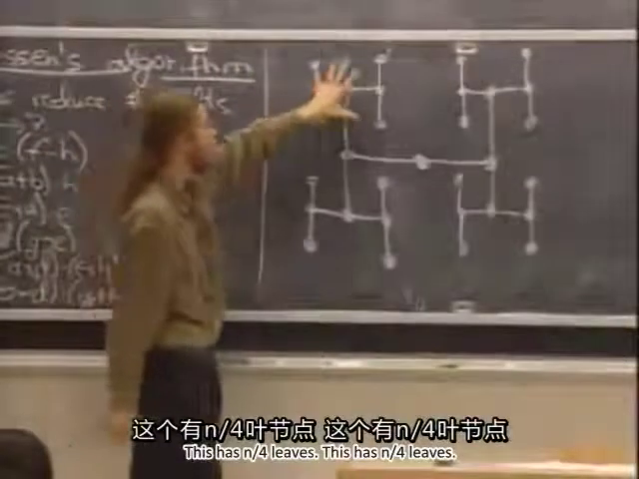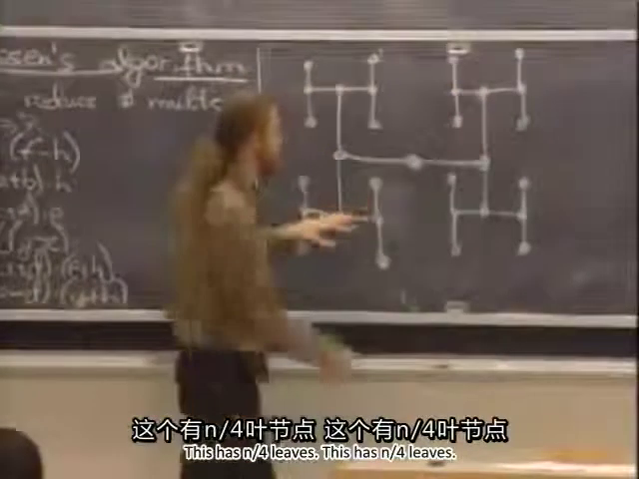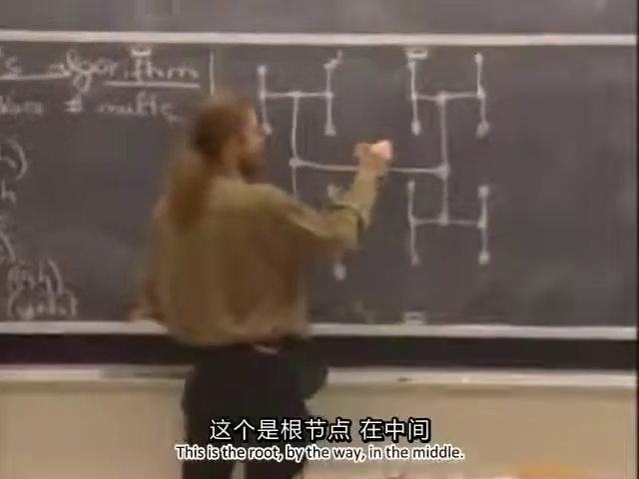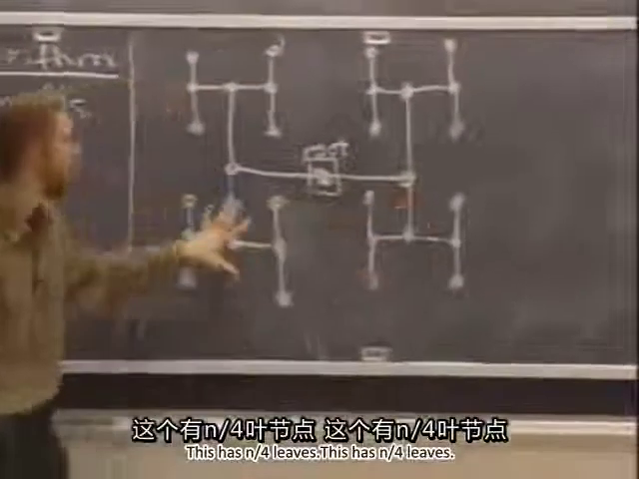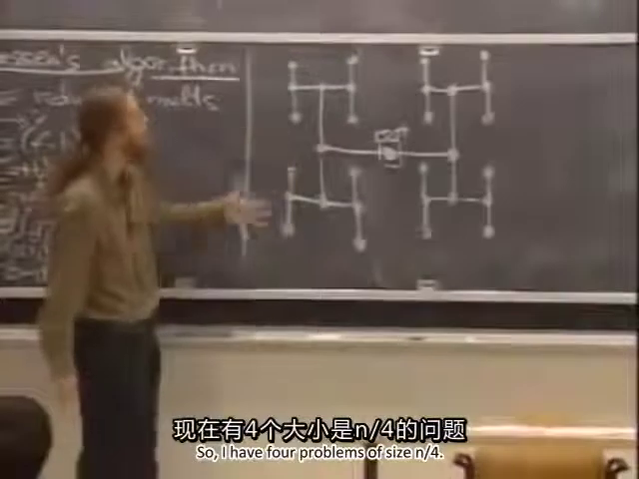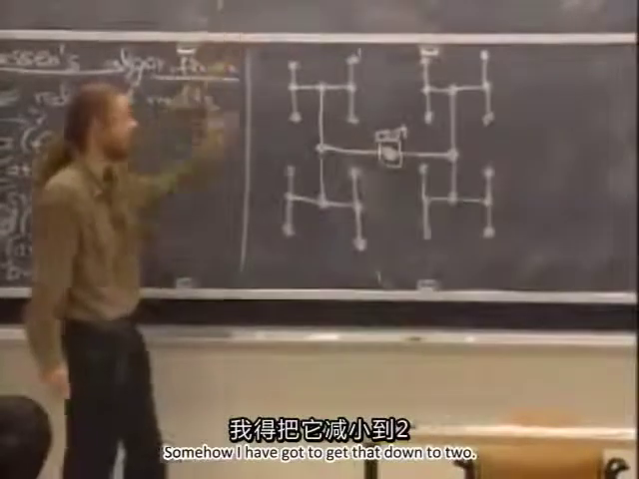Right? This has n over 4 leaves. This has n over 4 leaves. This is the root, by the way, in the middle. This has n over 4 leaves. This has n over 4 leaves. So I have 4 problems of size n over 4. Somehow I've got to get that down to 2.